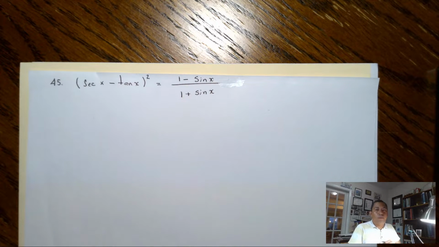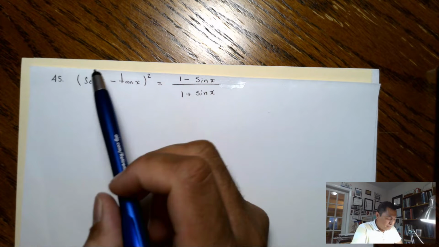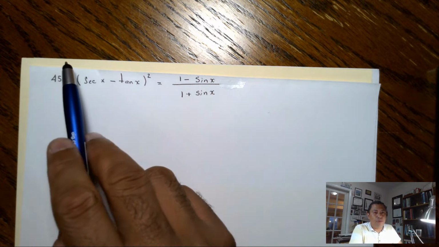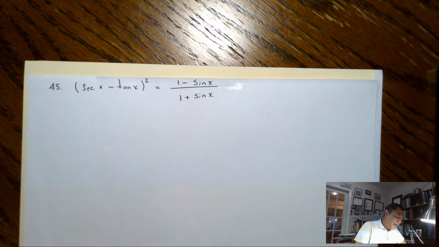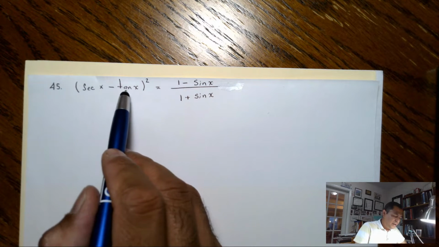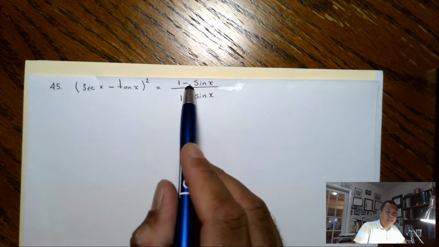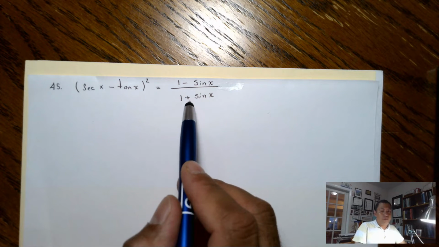We are going to verify a trigonometric identity. In this case, it's problem number 45 of the Blitzer textbook. The problem that I have is (secant of x minus tangent of x) squared equals (1 minus sine of x) over (1 plus sine of x).